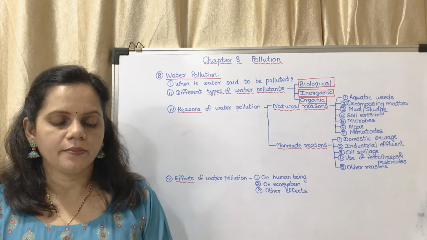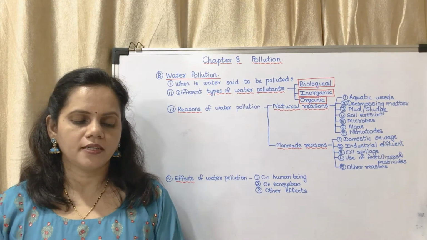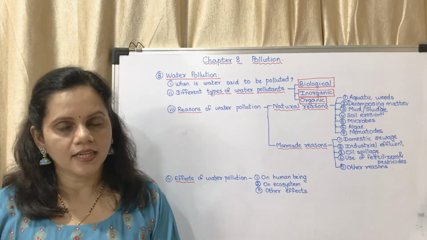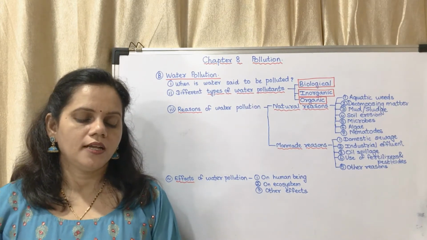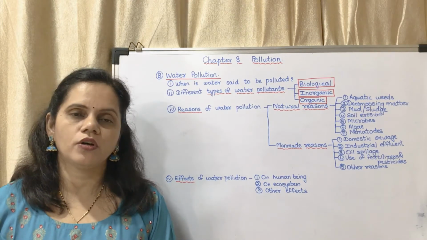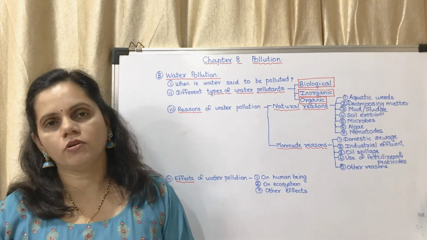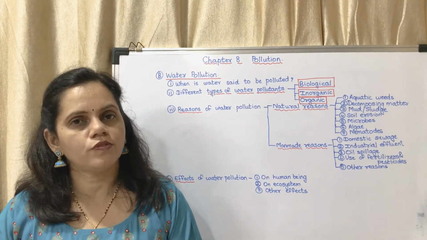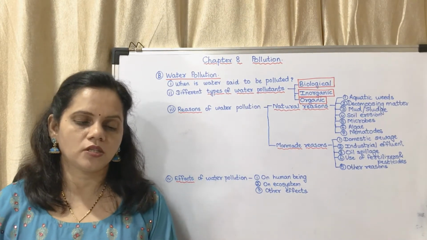Microbes like fungi and bacteria grow on organic matter decaying in water. Algae: excessive algal growth pollutes water. Nematodes: soil nematodes flow in with rainwater, and those nematodes or their dead bodies become food for fishes and cause water pollution.